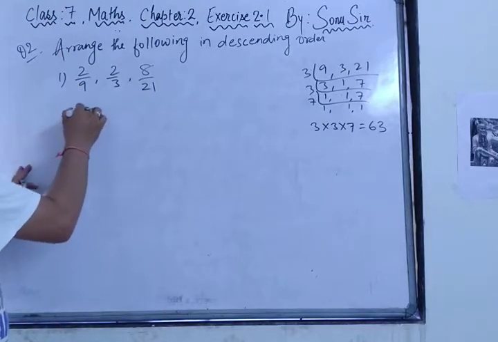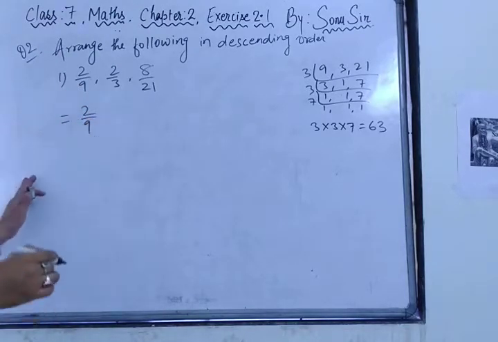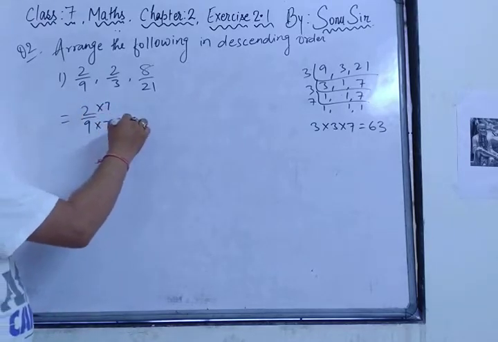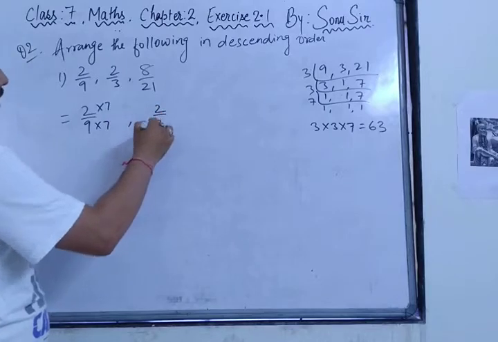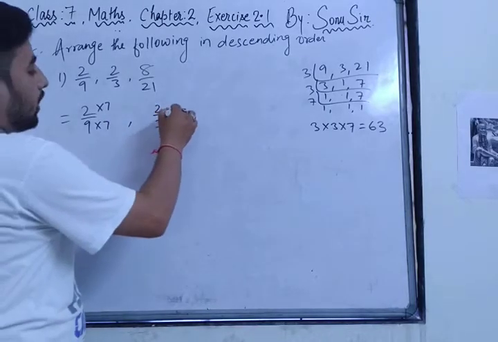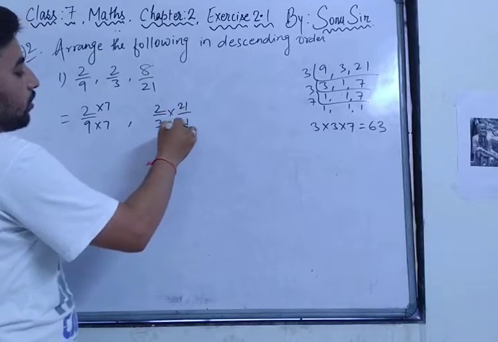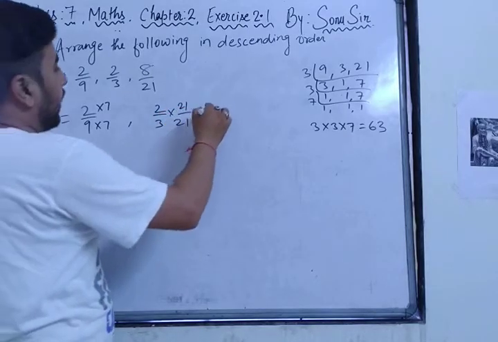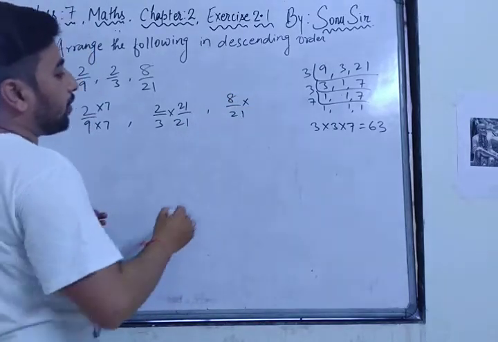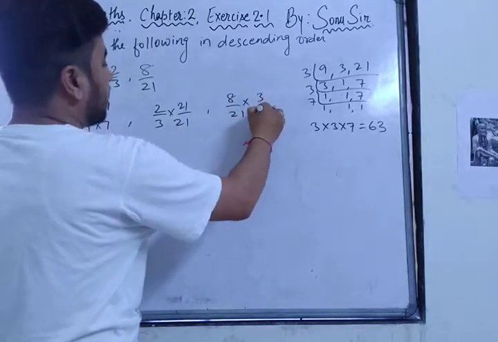So as for example, 2 by 9 is there. In the 9 table, 63 comes at the 7th time, 9 7s are 63. So up and down we have to multiply by 7. Second is 2 by 3. Now in the 3 table, 63 comes at the 21st. You will multiply 3 by 21, so the answer will be 63. And here 8 by 21 is there. So if you multiply this 21 by 3, automatically 63 will come.